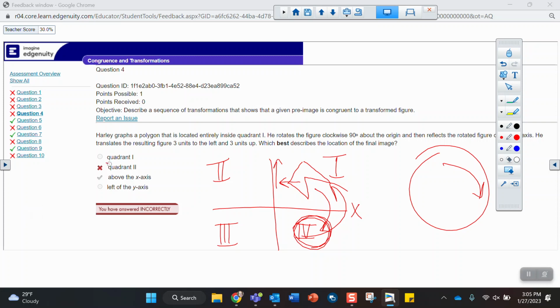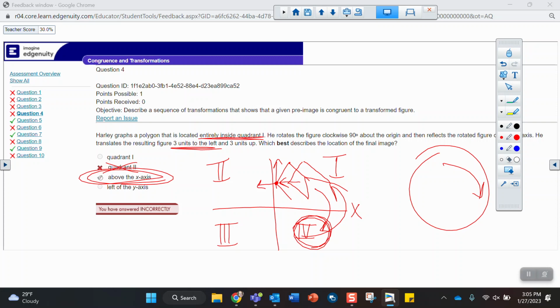So I can't actually say it's in quadrant 2 because this 3 units left might put some of it in quadrant 2. It might put none of it in quadrant 2. I don't know how far left. All it says is that I was entirely inside the first quadrant. Well, what if it was butted right up here somewhere like this? And if it's butted up there and I go 3 that way, then it's partly in quadrant 2, but not all of it. So the only thing you can say definitively is that it's above the x-axis. That's the only thing we know for sure, because it could all the way be in quadrant 2.